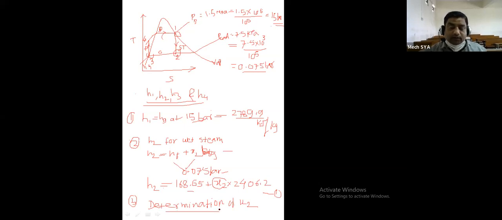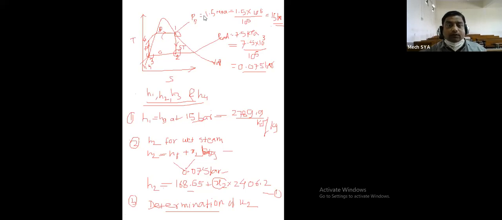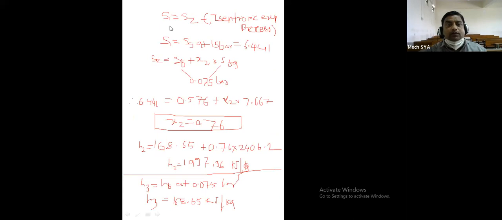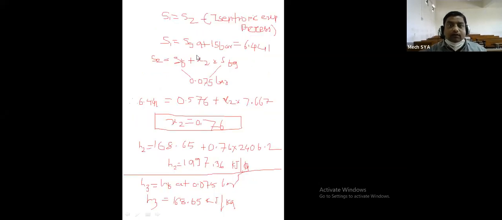This equation we have written as (a). To calculate X2, process 1 to 2 is an isentropic expansion process, so S1 is equal to S2. What process happens in the steam turbine? S1 is equal to S2 because of the isentropic expansion in the steam turbine. And the S1 value we know: S1 is equal to Sg at 15 bar.